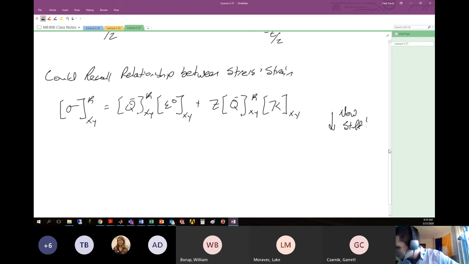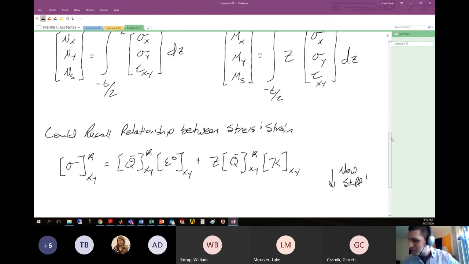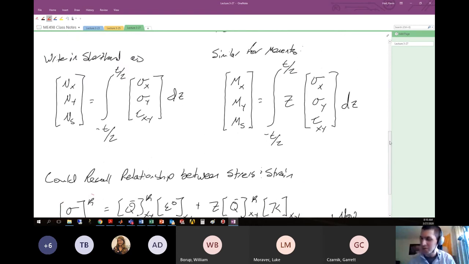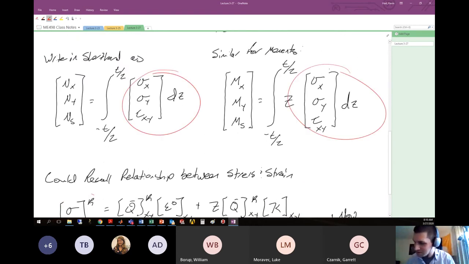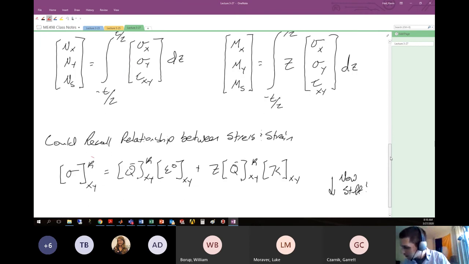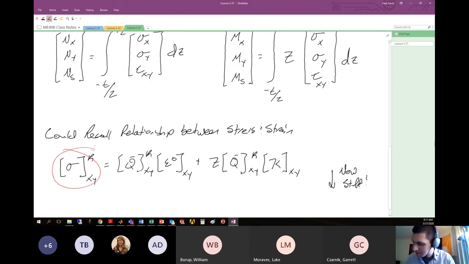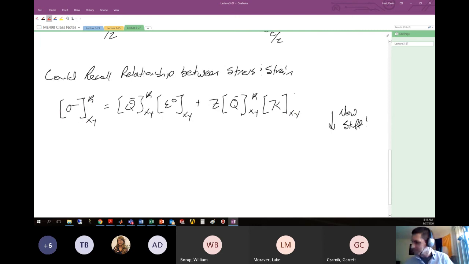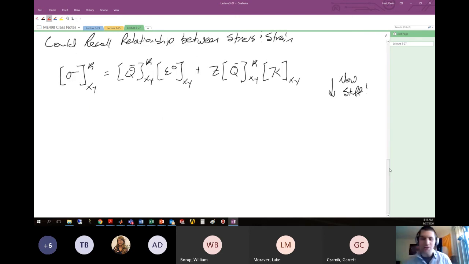All right, so let's talk about new stuff. Here we know the general relationship between stresses and strains and curvatures that develop. And up here in this expression that relates forces to stresses, we know stresses. So what we're going to do is plug this into these two different equations. This will provide us a very long-form relationship between the forces and moments we might apply and the strains and curvatures on the laminate.